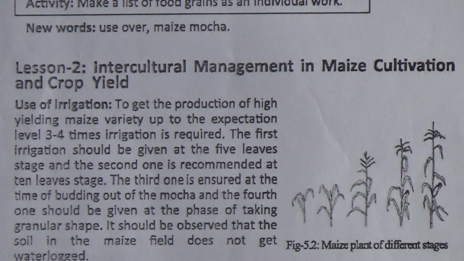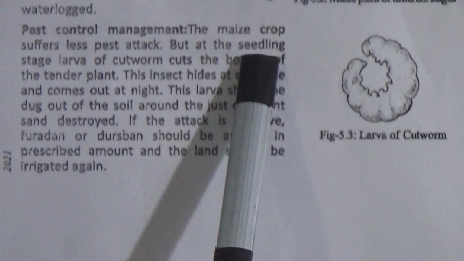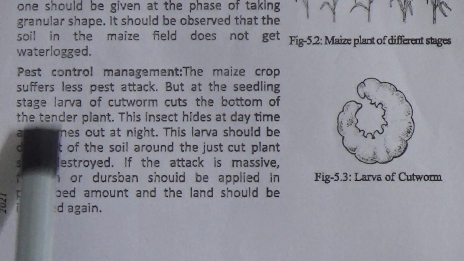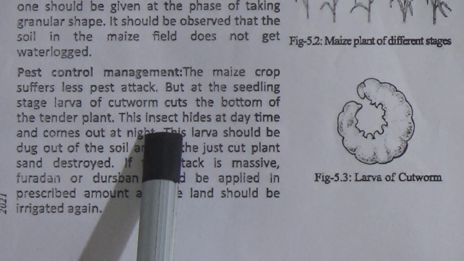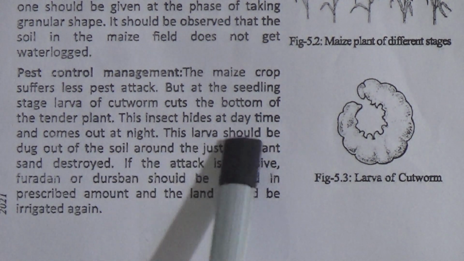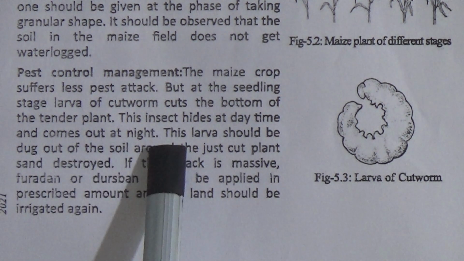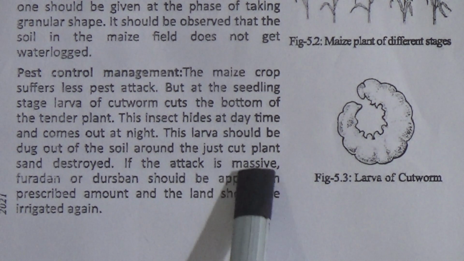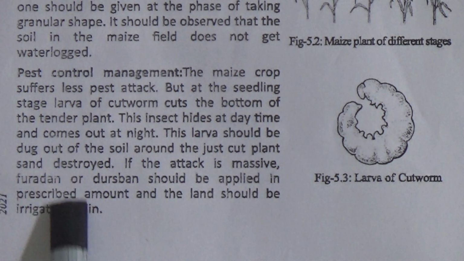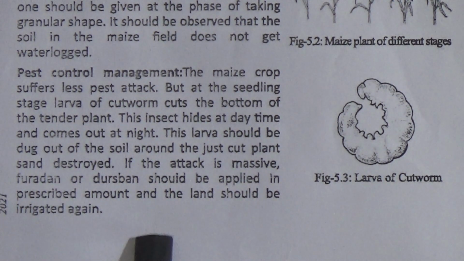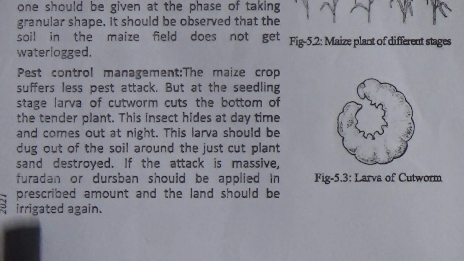It should be observed that the soil in the maize field does not get waterlogged. Pest control management. The maize crop suffers less pest attack, but at the seedling stage, larva of cutworm cuts the bottom of the tender plant. The insect hides at daytime and comes out at night. These larvae should be dug out of the soil around the just cut plant and destroyed.